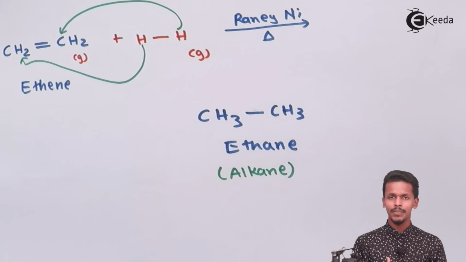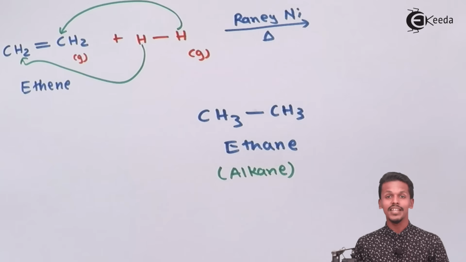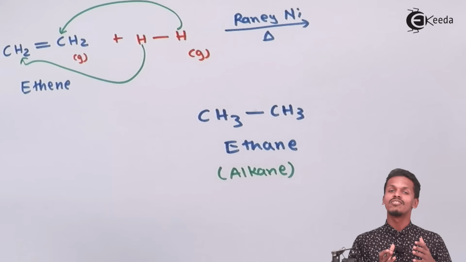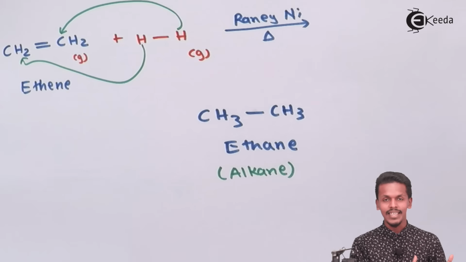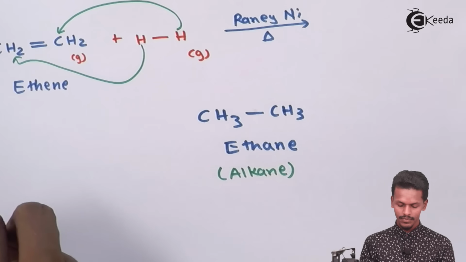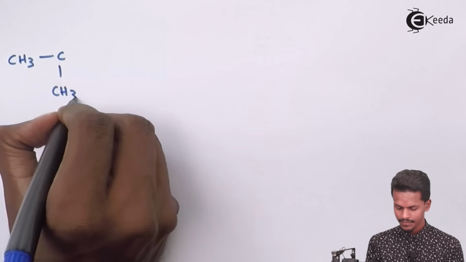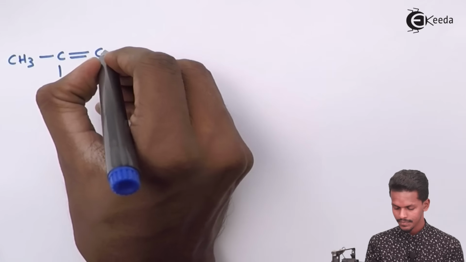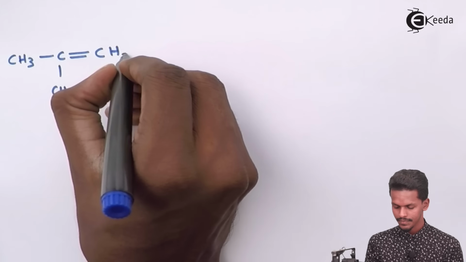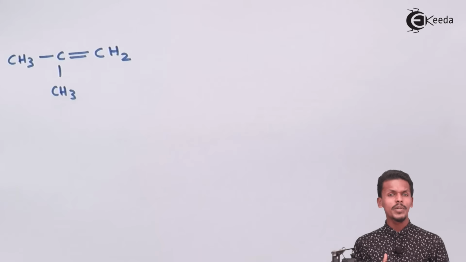So let me give you another example, so that it is easy for us to understand that hydrogenation is not so complicated, and that it is very easy to convert an alkene to an alkane. So for that, let me give you another example. Suppose we have this molecule. What would be the name of this molecule?